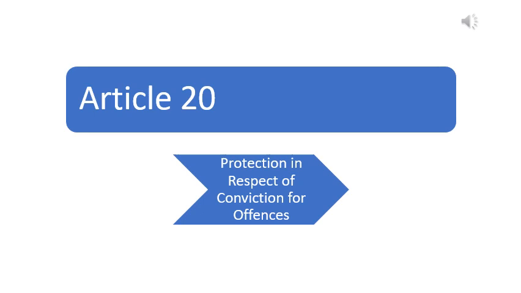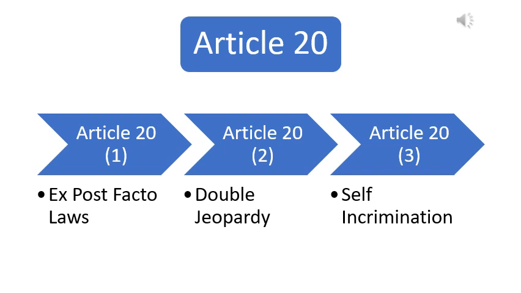Article 20 deals with protection in respect of conviction for offences. Article 20 consists of three clauses. Clause 1 deals with ex-post-facto laws. Clause 2 deals with double jeopardy. Clause 3 deals with self-incrimination.